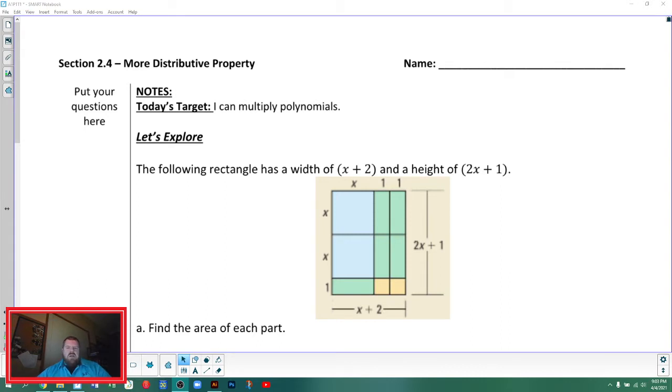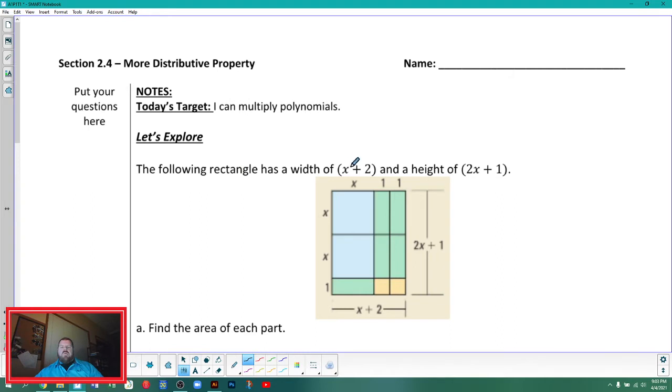When looking at this, if I want to look at what happens when I multiply two things, I can always relate that back to area. That's what we're going to do here. On this one, the following rectangle has a width of x plus 2. That's this x plus 2 up top, where we have x, 1 unit, and a height of 2x plus 1. So x, x, and 1.